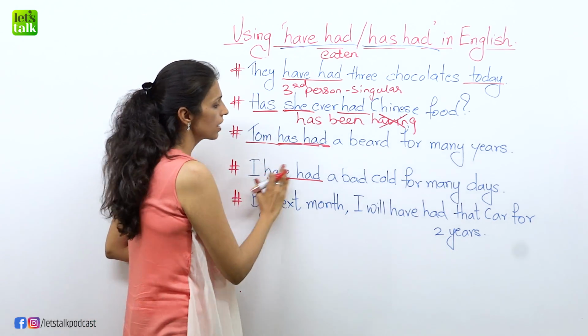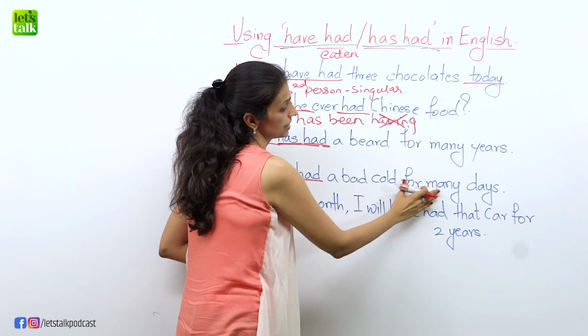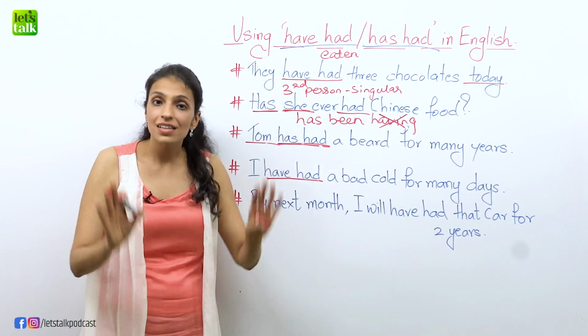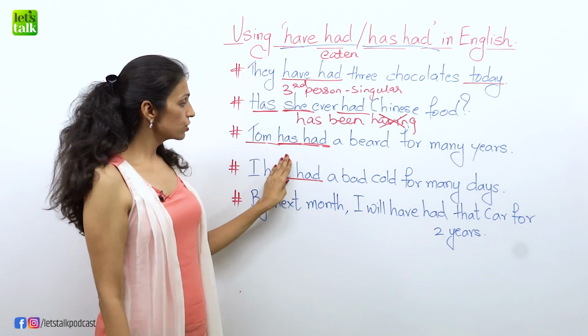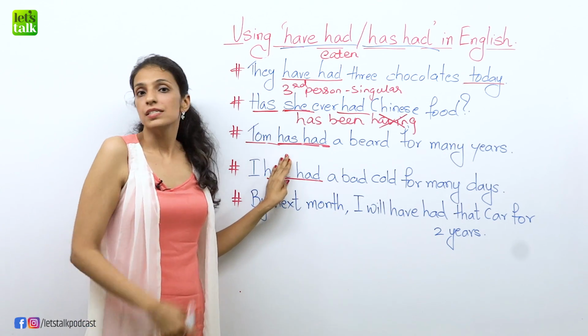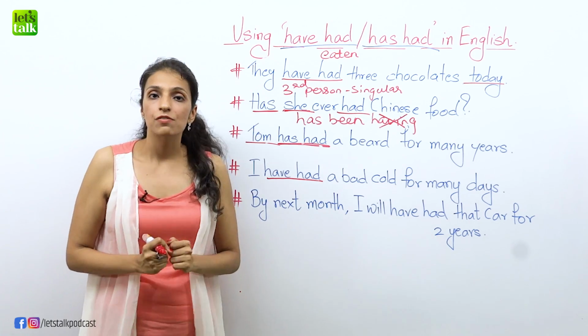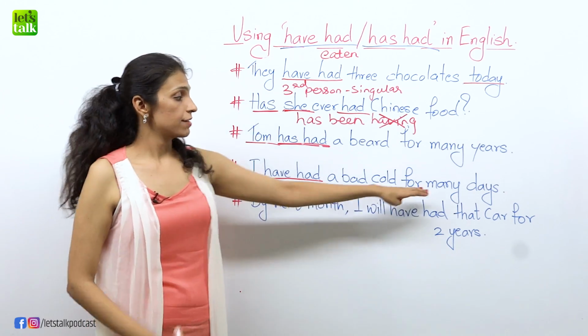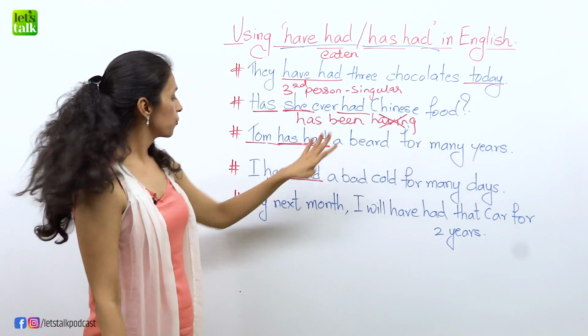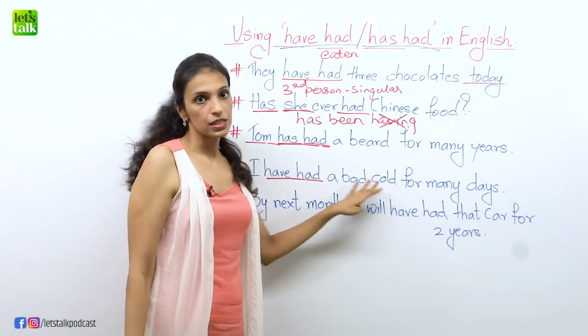Okay, so I have had a bad cold for many days. That means I still have the cold. Okay, if I'm just going to say I had a cold, that means I'm fine right now. But what I want to tell you is I still have a cold. Okay, and it's been there for many days. So that is how I'm going to use have had a bad cold.